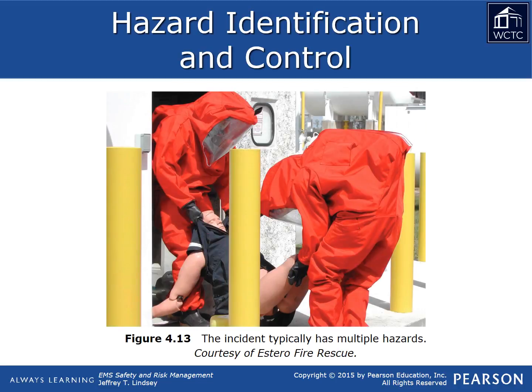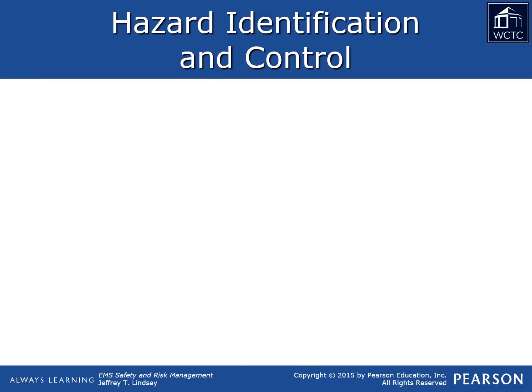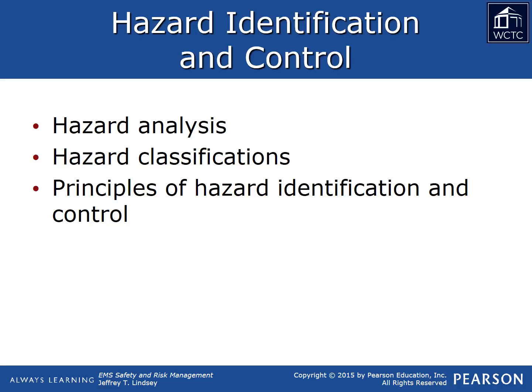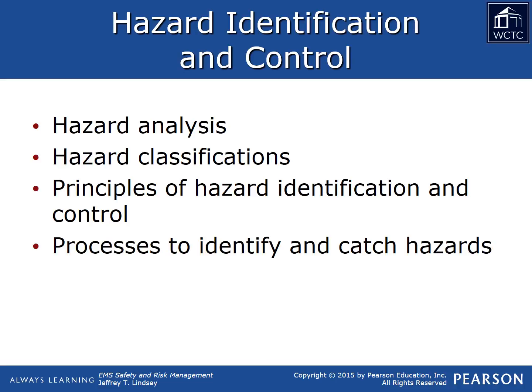Beyond the station, any experienced EMS provider can list numerous hazards that commonly exist at an emergency incident. The safety committee's activities regarding the identification and control of hazards must be all-encompassing to truly be effective. Within hazard identification and control activities are hazard analyses, hazard classification, principles of hazard identification and control, and processes to identify and catch hazards. We'll discuss these activities within the upcoming slides.